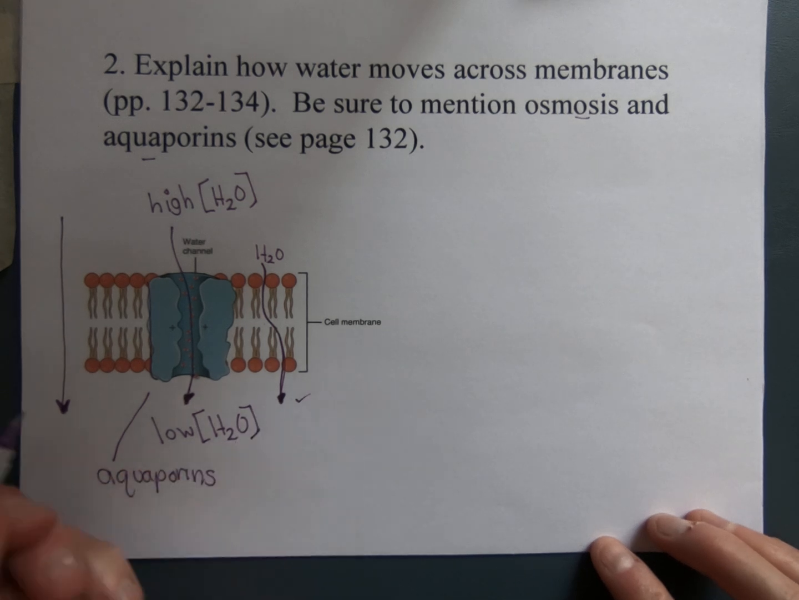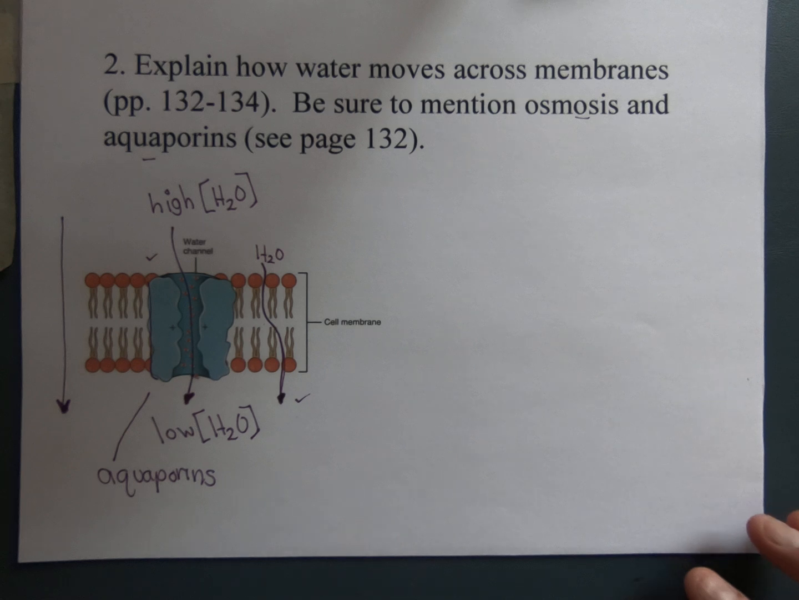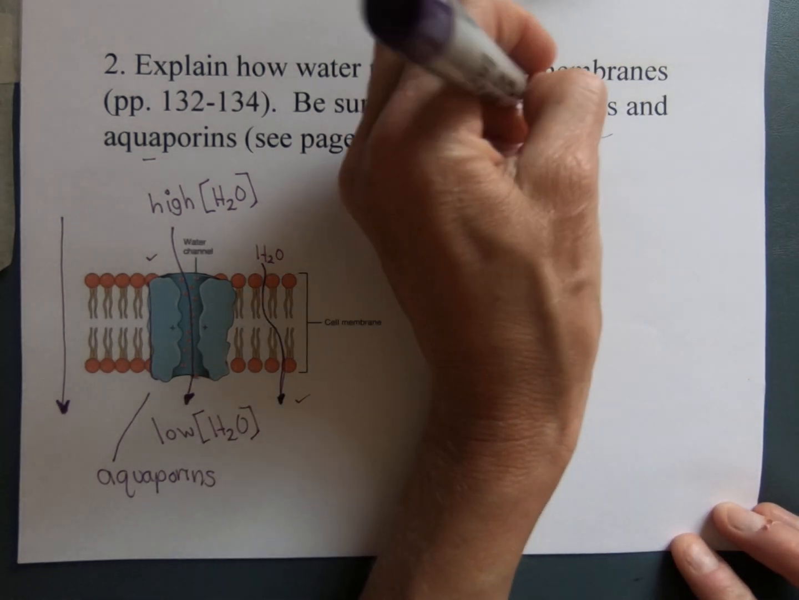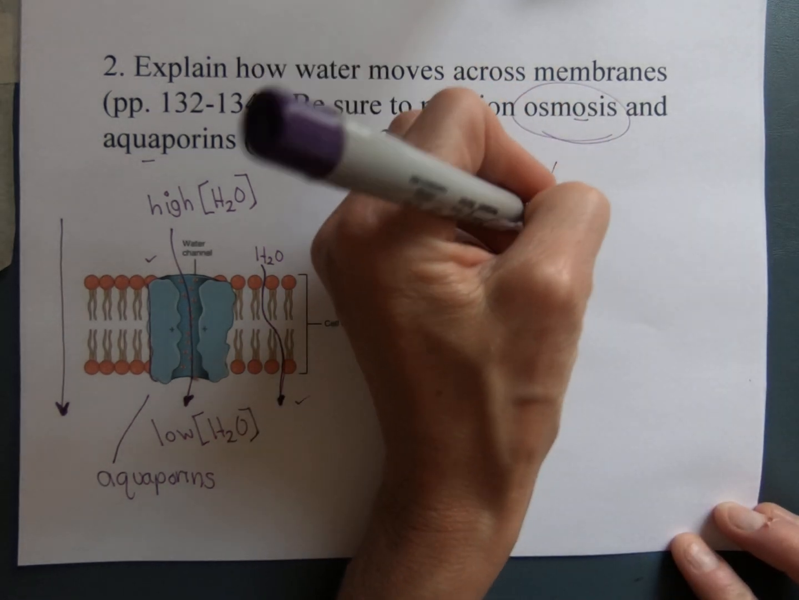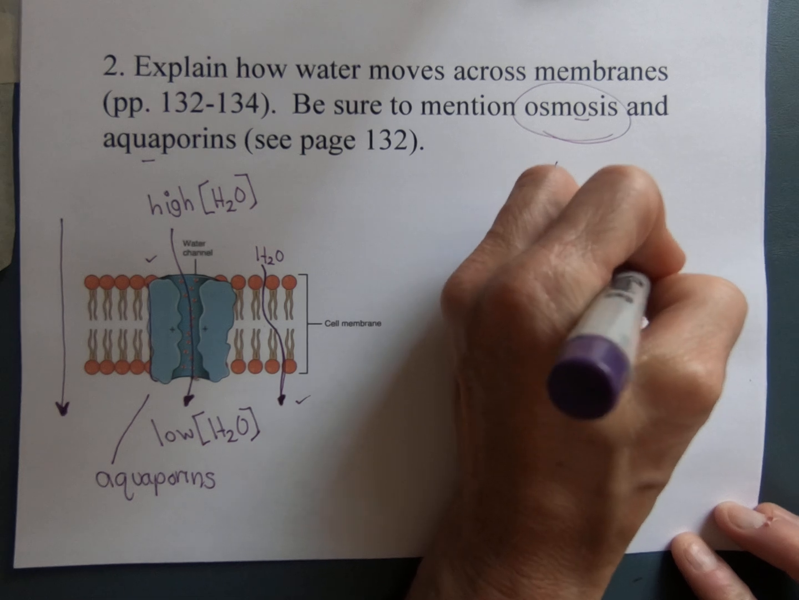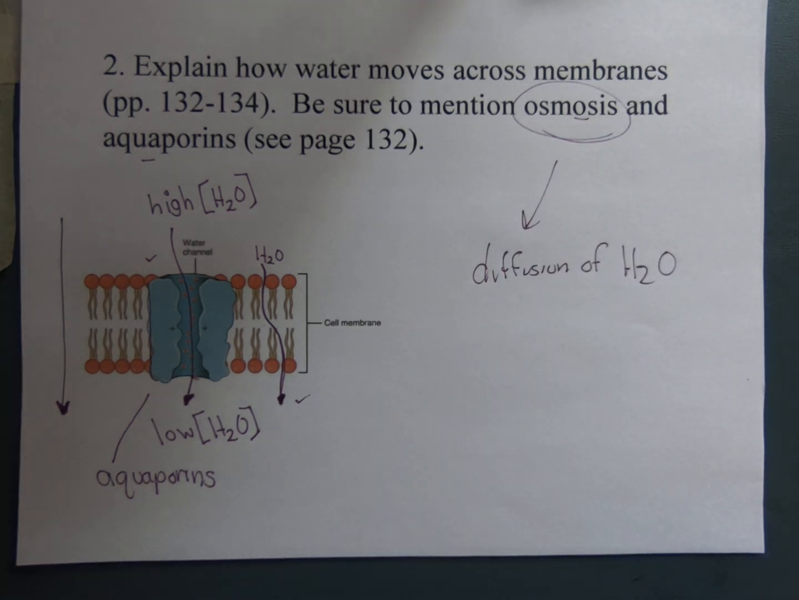Use a simple mechanism and a facilitated diffusion. We'll talk about that next. By the way, what is the diffusion of water called? Osmosis. This is the diffusion of water. Okay, osmosis is the diffusion of water. We're thinking about water moving across membranes here.